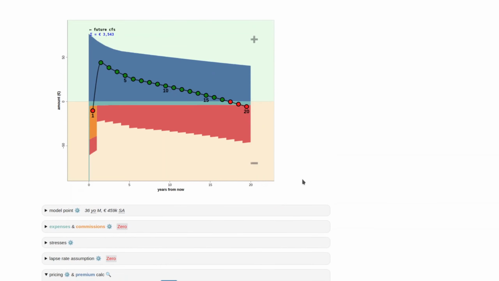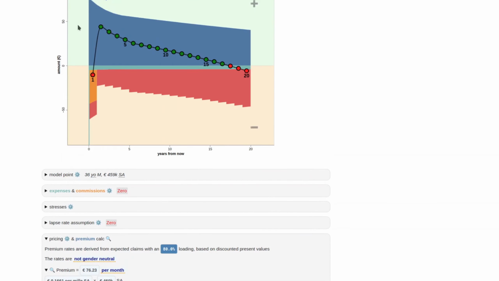Now, how this model calculates premiums is going to be very informative about where to expect profits and losses. And so it says here that premium rates are derived from expected claims with a 80% loading on them based on discounted present values. So we can use our control over this model to very quickly sense check this.